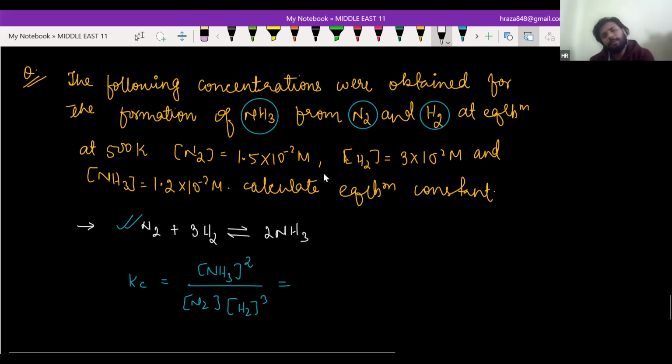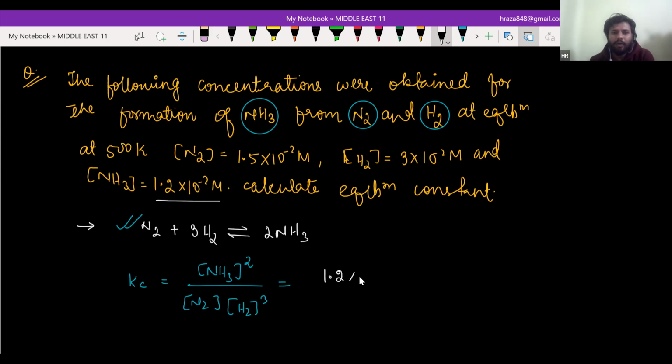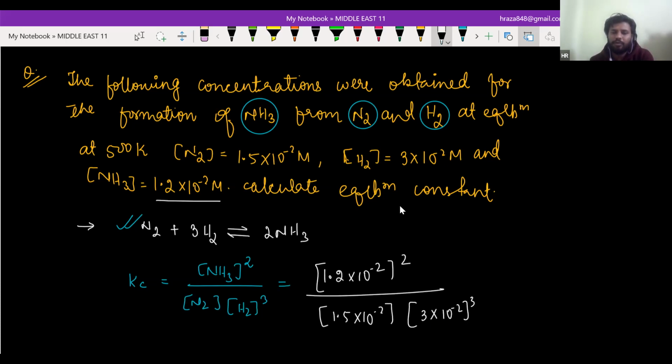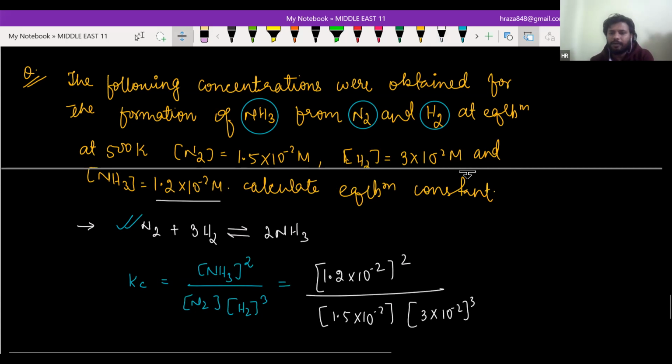Now, you just need to put in the values. What is the value of NH3? NH3 has a value of 1.2 into 10 raised to the power minus 2, the whole raised to the power 2, upon the value of N2, which is 1.5 into 10 raised to the power minus 2. And H2 is 3 into 10 raised to the power minus 2, raised to the power 3. Right, Krishna, Ifra, Saif?